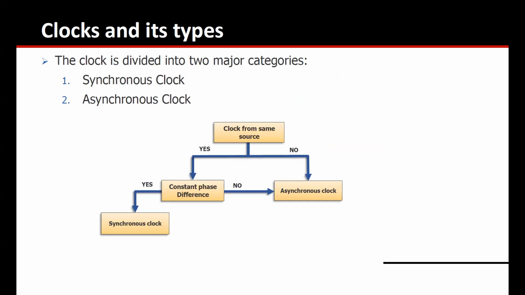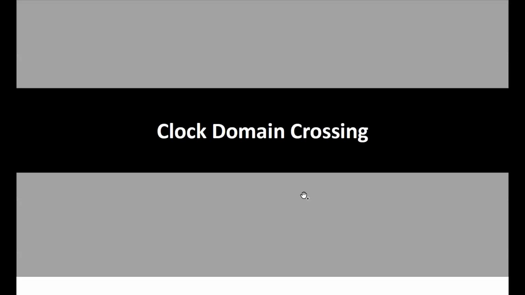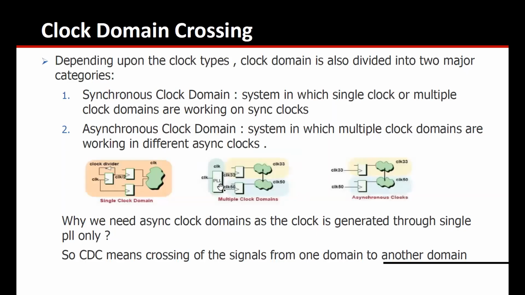Let's suppose all of you understand these blocks. If the clock is from the same source, they have a constant phase difference. If they have a constant phase difference, we would say synchronous clock. Otherwise, this will go into the asynchronous clock category. So why do we need clock domain crossing?